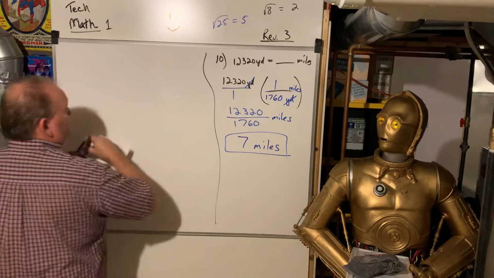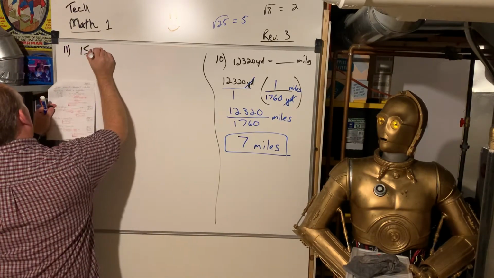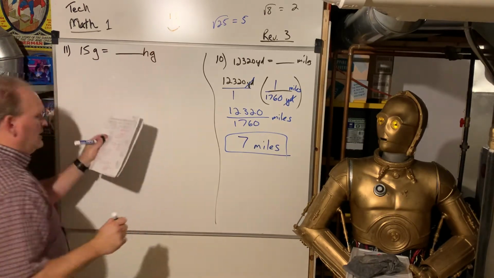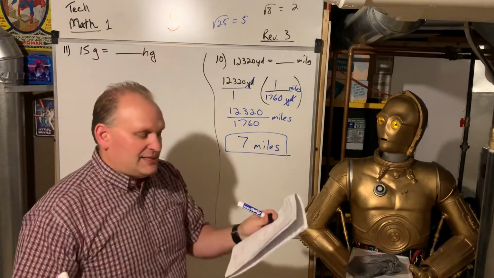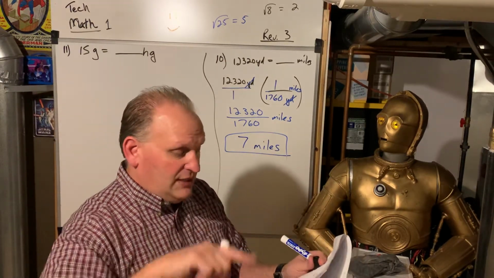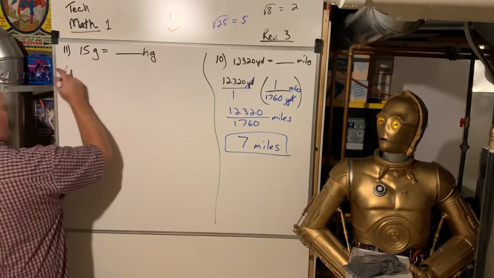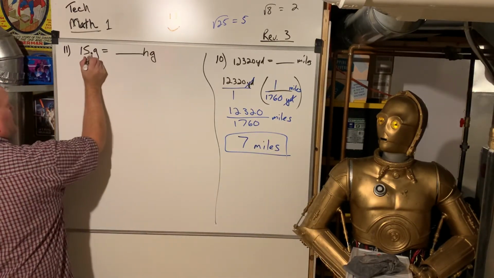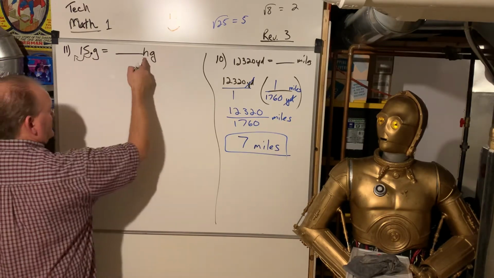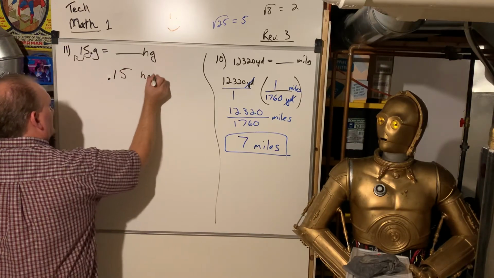Okay, so now we're going to do a bunch of these. 15 grams is how many hectograms? And so again, that's in the blue book on page 242, where you're counting left or right. And so that ends up from grams to hecto. We take it from the decimal where it is, 2 places to the left to get to hectograms, so 0.15 hectograms.